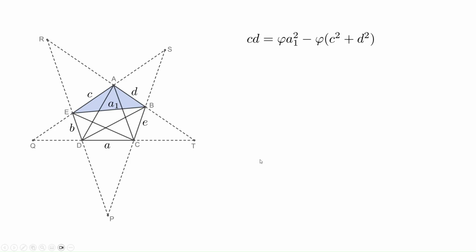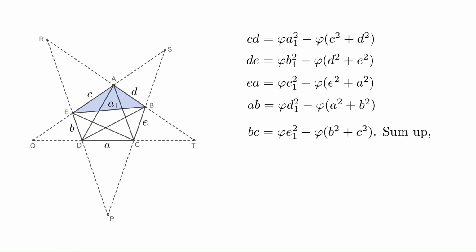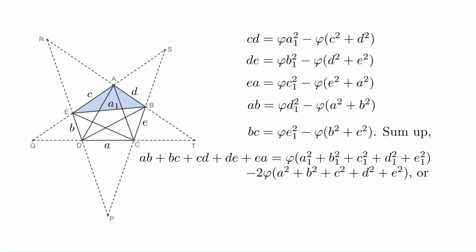We can use a similar approach, applying the law of cosines on the other nodes B, C, D, and E. We get another 4 equalities for DE, EA, AB, and BC, and then sum up. The sum of 5 products of sides AB, BC, CD, DE, and EA equals 5 times the sum of the squares of 5 diagonals minus 2 times the sum of the squares of 5 sides, as each side appears twice here.